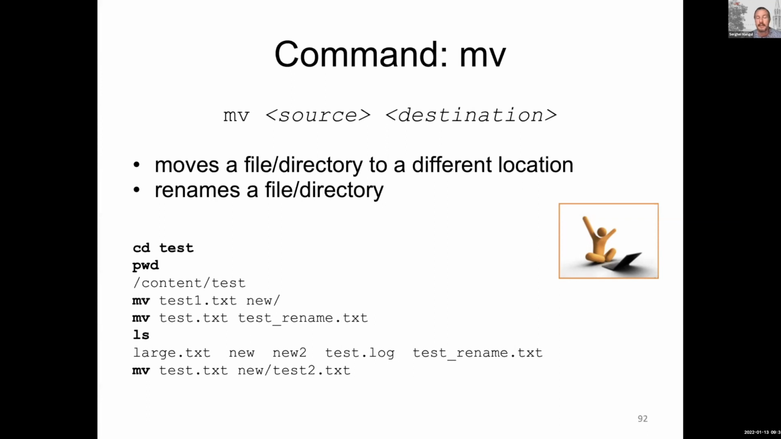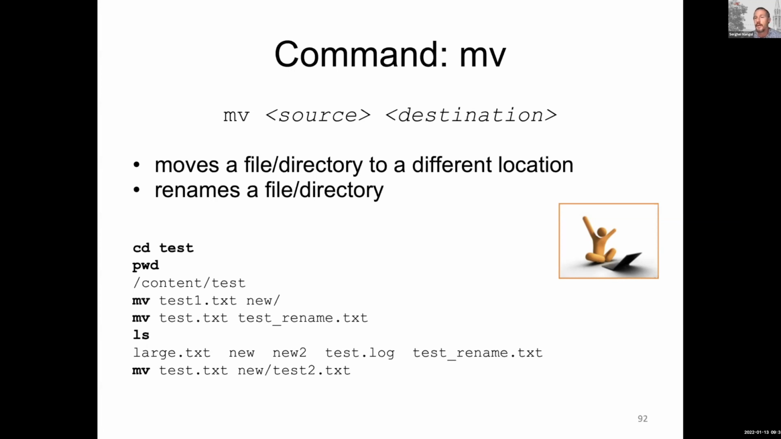And then we do ls, and we want to see the results. So basically, that file test.txt is no longer here among the files in your current directory because it was renamed, right? So you have test_rename.txt. That's a new file.